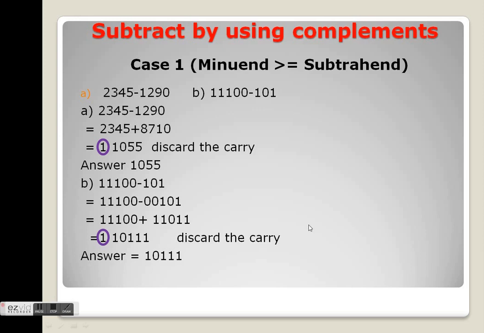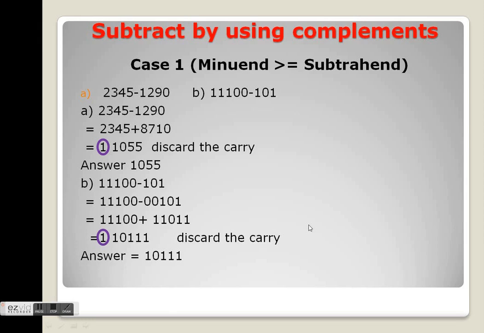Students, let's now discuss the question number B. In this case we have taken binary numbers, and we know that in this case the base value is 2, so we will find the 2's complement of the subtrahend, and after that we'll add that. Students, before finding the 2's complement, we will add zeros in the subtrahend to make the number of digits in the subtrahend and minuend equal. Students, after adding zeros, the subtrahend will become 00101, and the 2's complement of this number will be 11011.